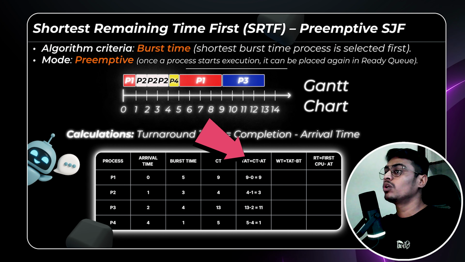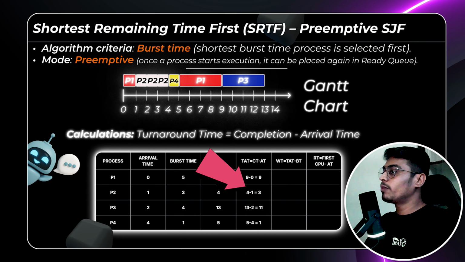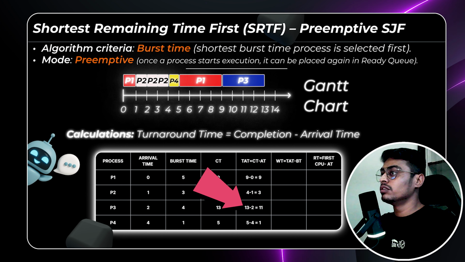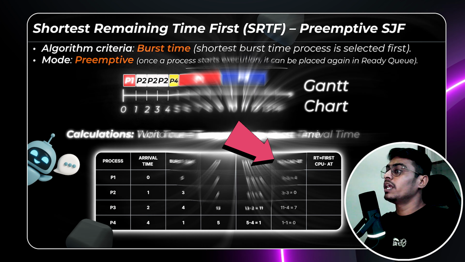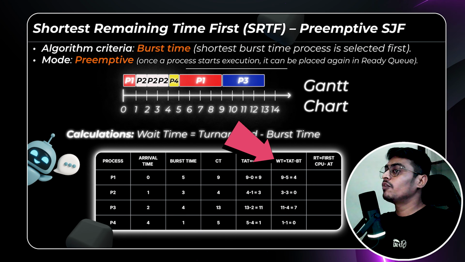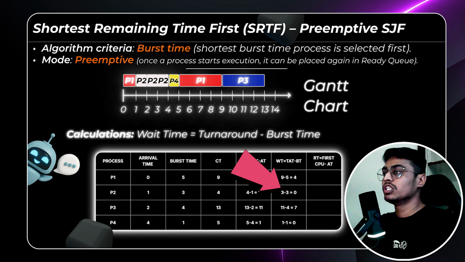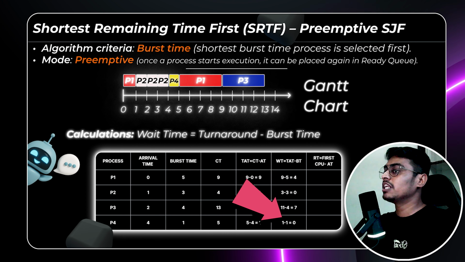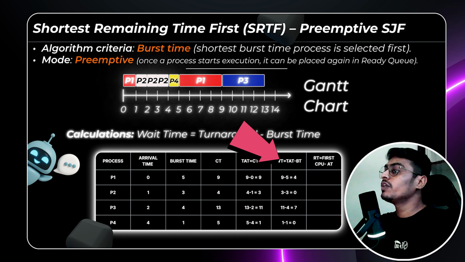For turnaround time, we take completion time minus arrival time. So 9 minus 0 is 9, 4 minus 1 is 3, 13 minus 2 is 11, 5 minus 4 is 1. Now let's calculate waiting time. Waiting time is equal to turnaround time minus burst time. So it will be 9 minus 5 equal to 4, 3 minus 3 equal to 0, 11 minus 4 equal to 7, and 1 minus 1 equal to 0. So this is how we calculate the waiting time.